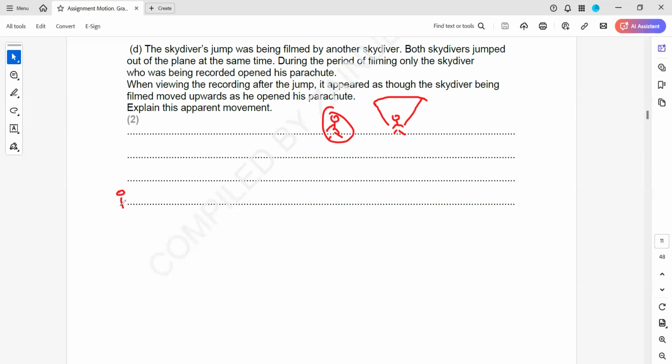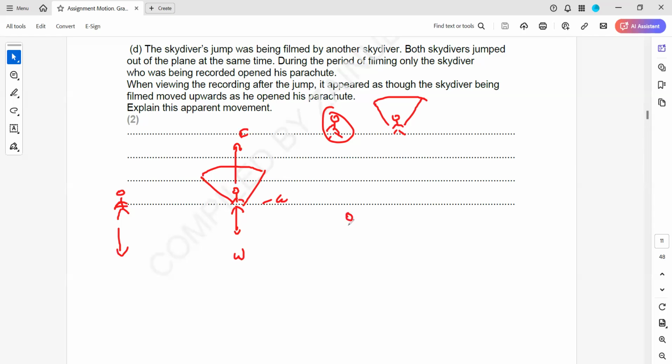Both skydivers reach a terminal velocity. Then he opens the parachute. Now what will happen? Both are moving downward, but the moment he opens the parachute, he has more drag force than the weight, so he will decelerate. He will slow down.